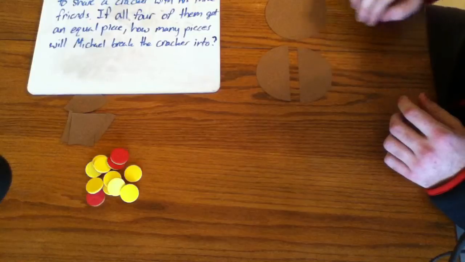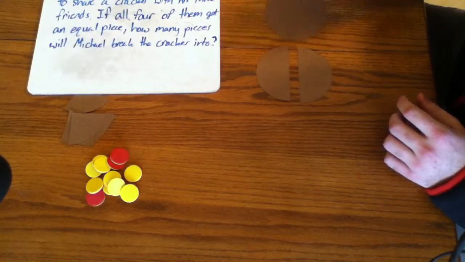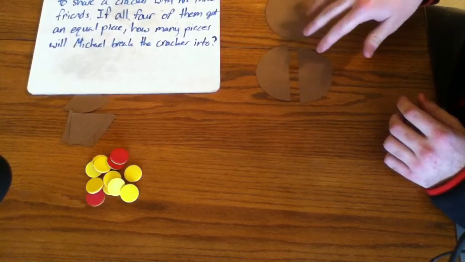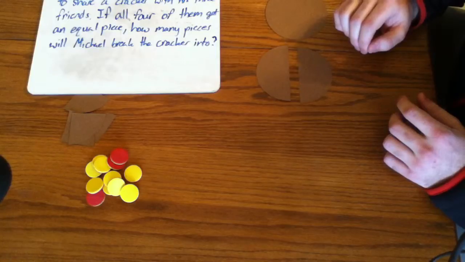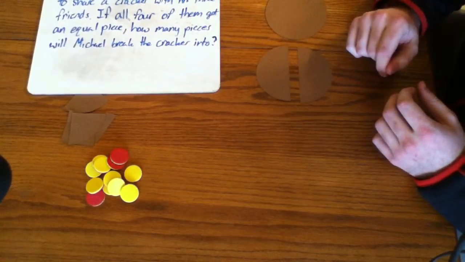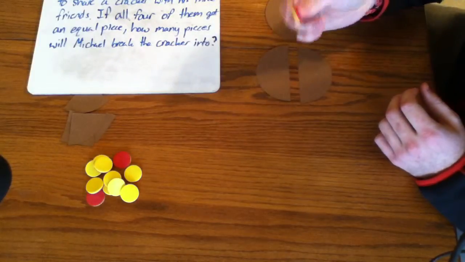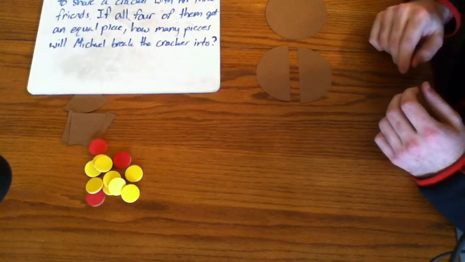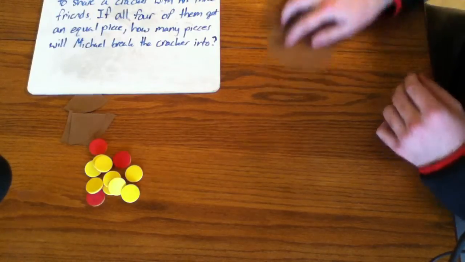And then there are several models that we can use for fractions, and this is an example of the area model. And then we have the linear model, which I'll do some of on the whiteboard. And then we have the set model, and that's when we use these little chips. So let's get started on our problems.